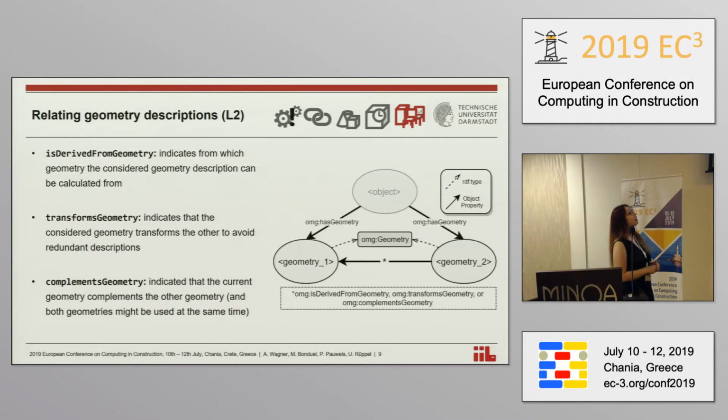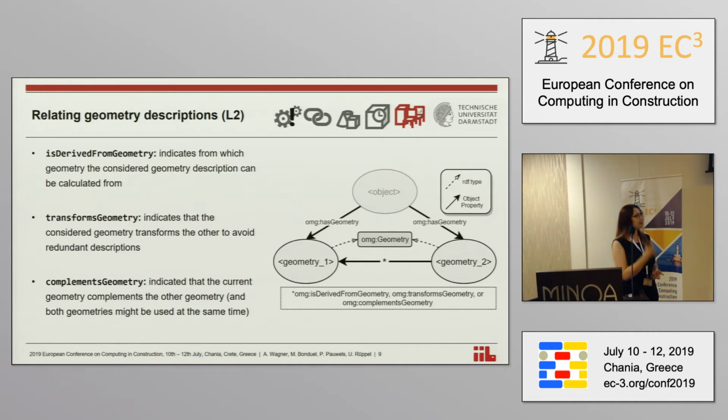Now we're talking about the relations between dependent geometry descriptions. Here you can see you have relations between two geometry nodes, and we differentiate between three different relations: the derivation, meaning I can calculate this geometry from the other. The transformation, for example, there are 100 chairs or something on this floor. I don't want to have the geometry description 100 times. I just want it once, and I want to transform it to different positions. And also complements, for example, for details.